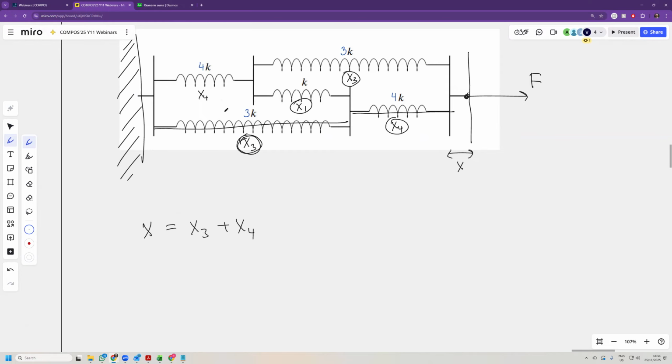On the other hand, the whole system extends by X4 plus X1 plus X4. So this is if we go this route. Bam, bam, bam. So this is X4, X1, X4. So if I stretch the whole system by X, the total extension X is X4 plus X1 plus X4.